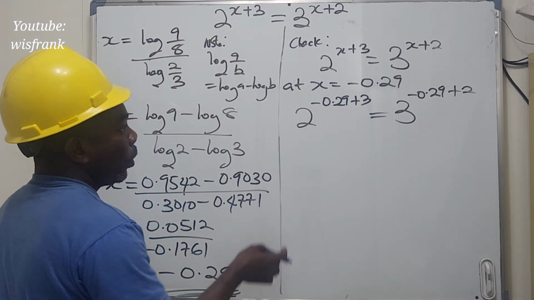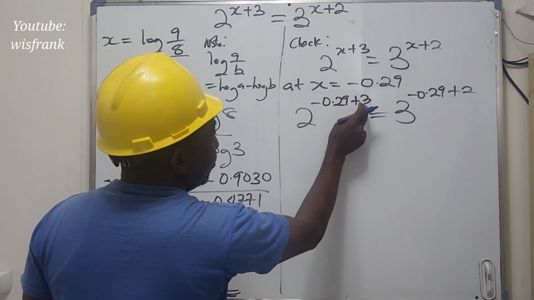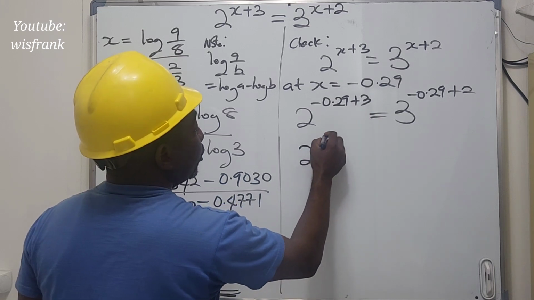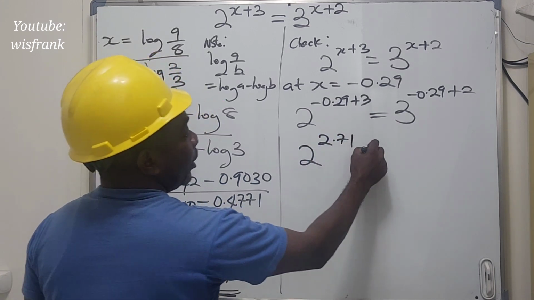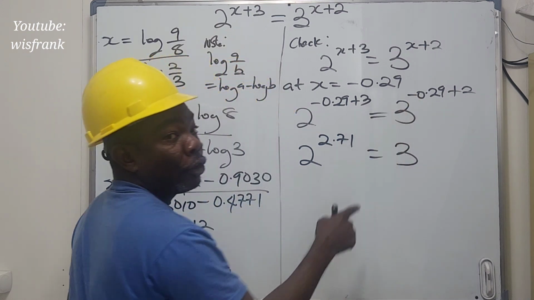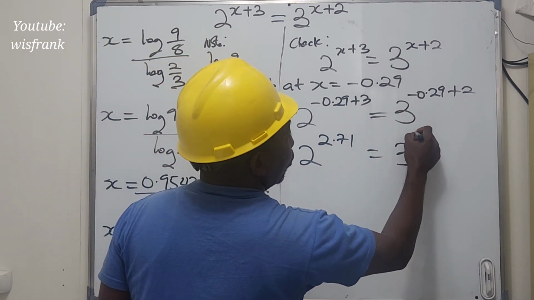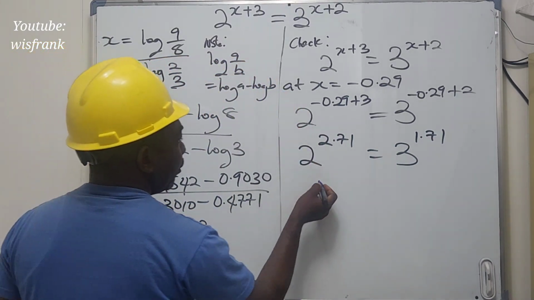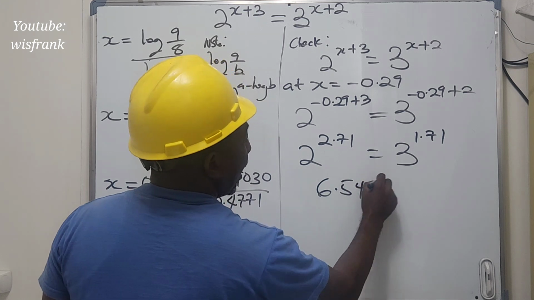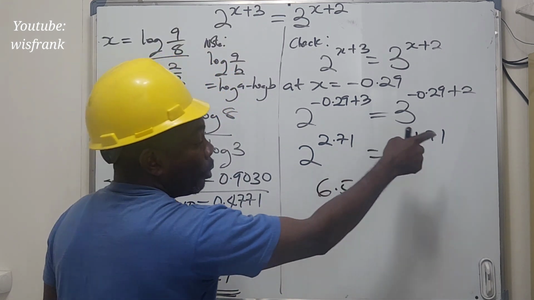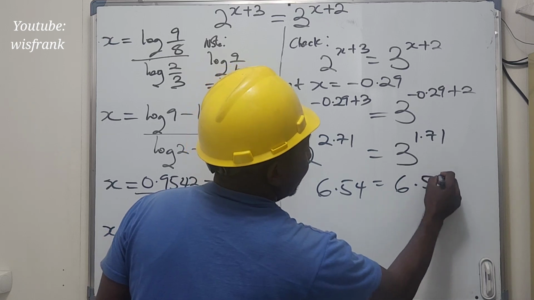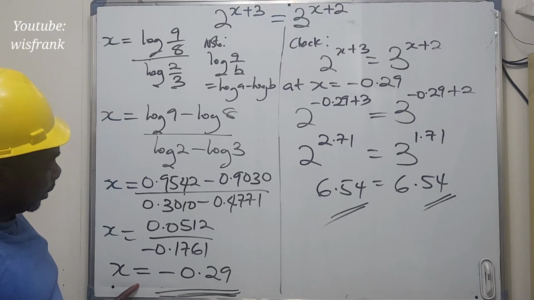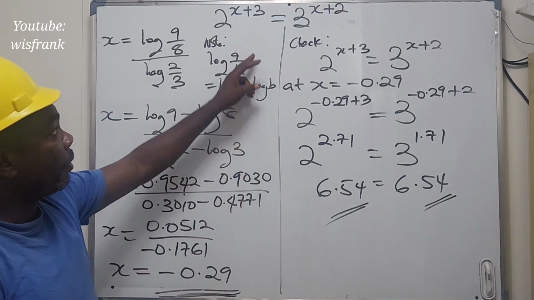In this case, minus 0.29 plus 3 is going to give us 2.71. And on the other side, minus 0.29 plus 2 is going to give us 1.71. When we punch our calculator, 2 to the power of 2.71 is going to give us 6.54. And on the other side, 3 to the power of 1.71 will give us approximately 6.54. So this side equals this other side. Therefore, the value of our x, which is minus 0.29, satisfies this expression.